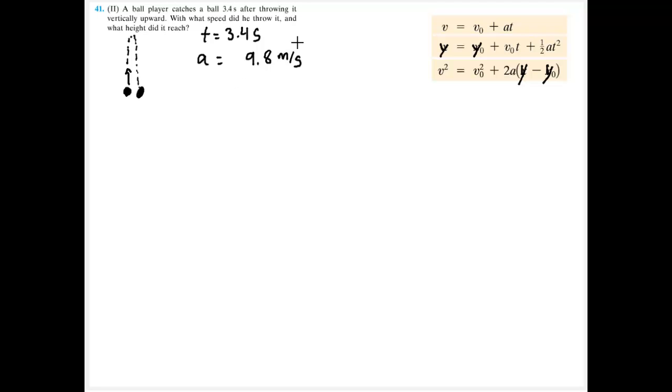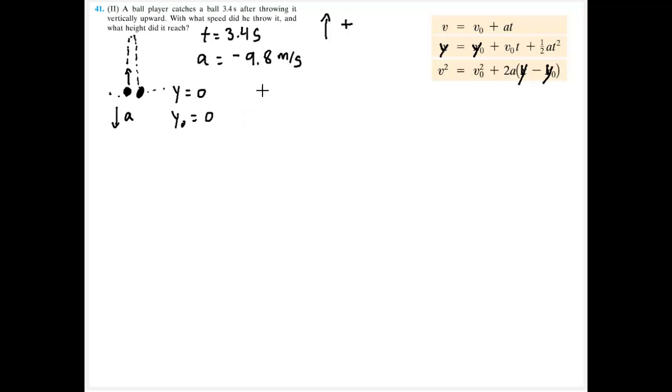Now I'm going to choose up to be positive. Acceleration due to gravity is always going to be downwards. Since it is in the downward direction, my acceleration is downwards, I'm going to say this is going to be negative 9.8 meters per second squared. I could choose it the other way around if I so wanted to. We also know that the ball is going to start and finish at the same spot, and I'm going to say this position is going to be equal to 0. So y and y naught are going to be equal to 0.